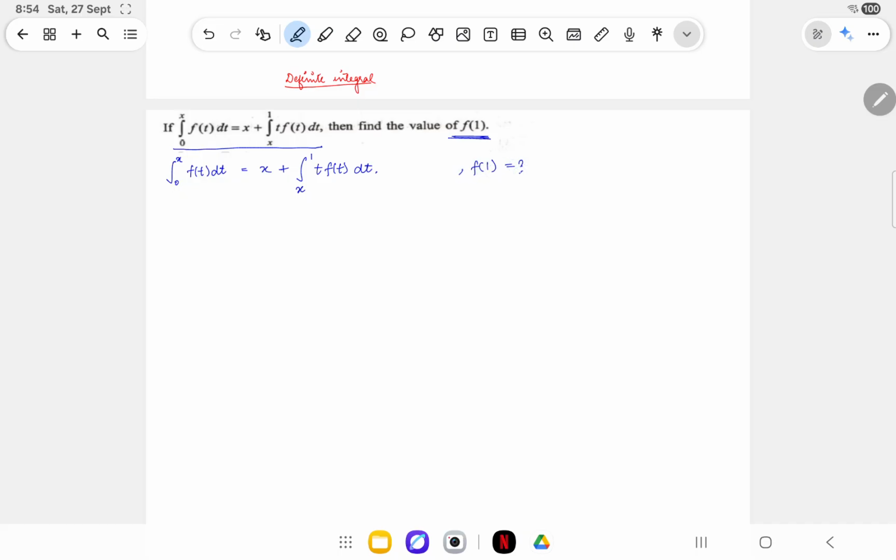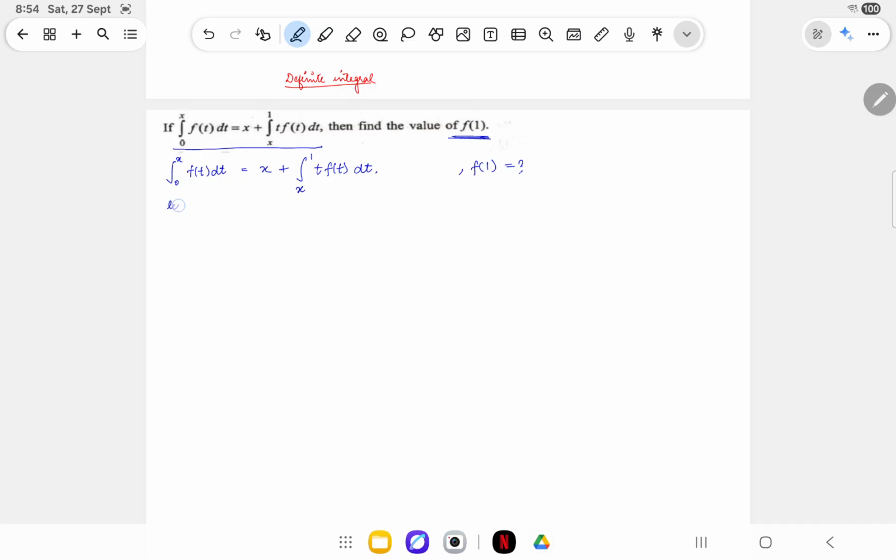If you see, we don't know exactly what our function f is, so the first thing to get the value of f(1) is to find the function f, and there is no information regarding what the function is. So the one thing that we can do is, if we could somehow get rid of this integral sign, then we can reach f(x). For that, let's use the Leibniz rule.